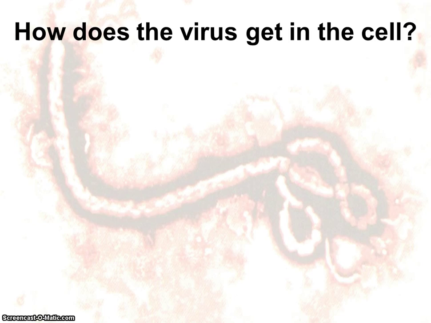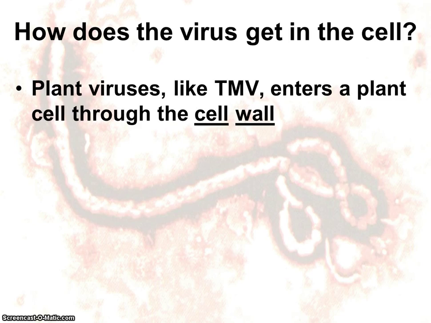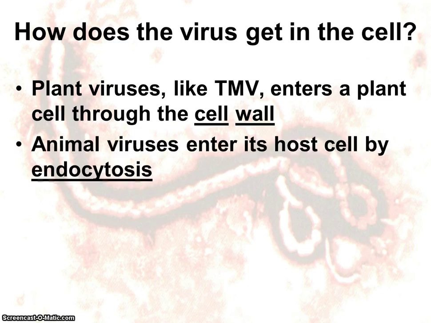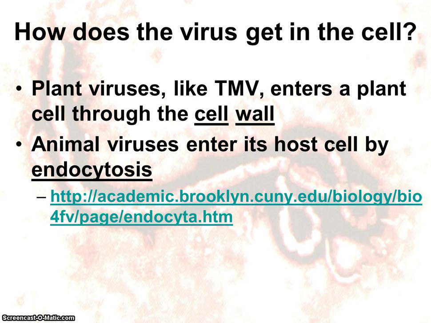Now, how do these viruses get into a cell? The plant viruses like the TMV are going to enter through the cell wall. It has to cross through the cell wall to get to the cell. But your animal viruses enter that host cell by a process called endocytosis. We've talked about endocytosis before. Pretty straightforward.